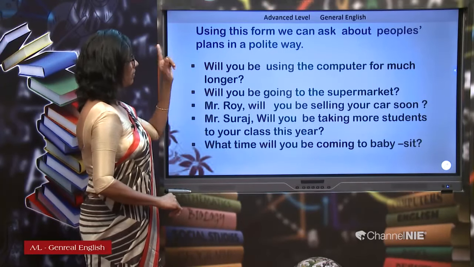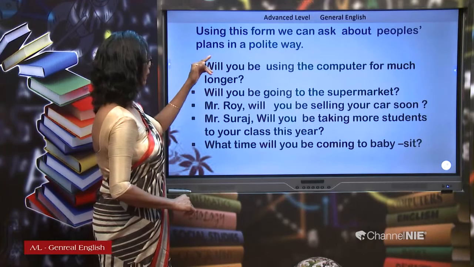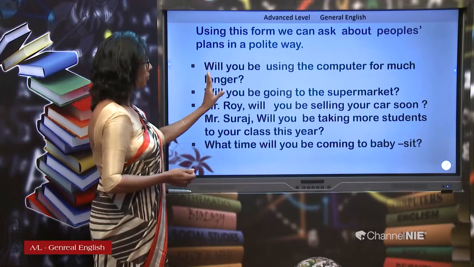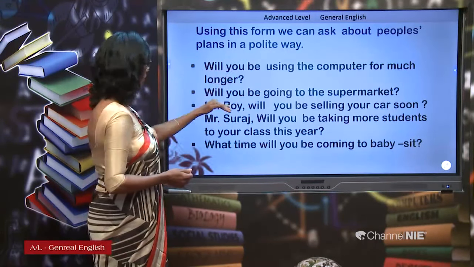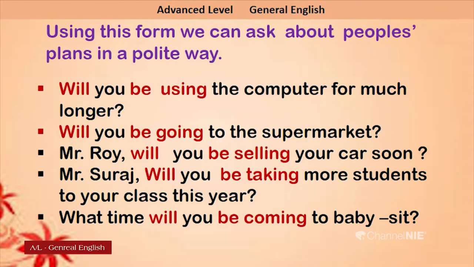Next one, using this form, we can ask about people's plans in a polite way. What is this form? Future continuous. Look at the examples I have given, then you can very easily identify what I am going to explain. Using this future continuous form, you can get to know about people's plans in a polite way, right? So, the first one: will you be using the computer for much longer?